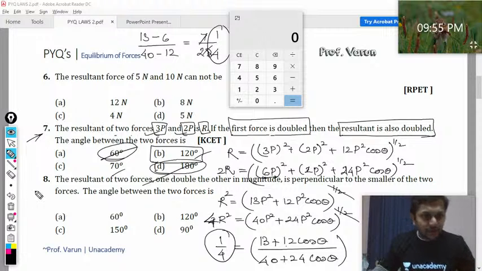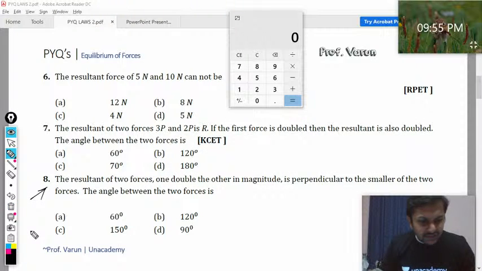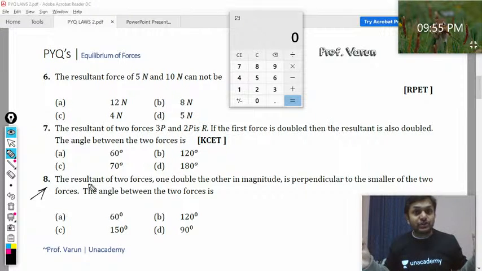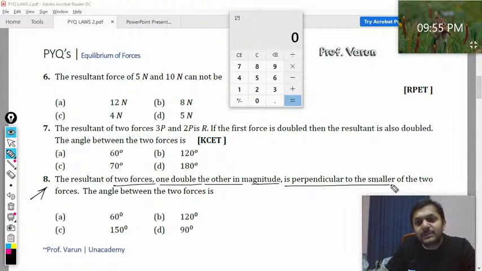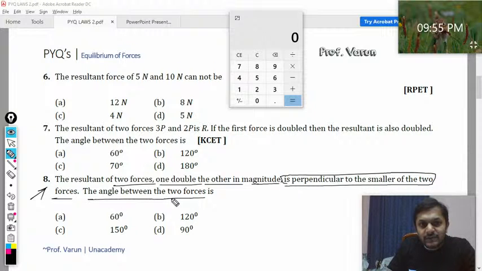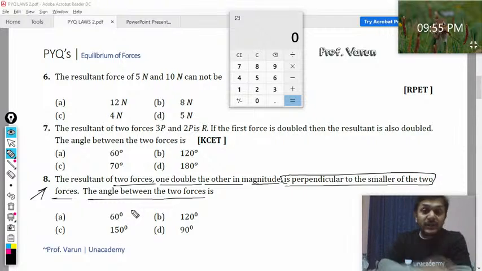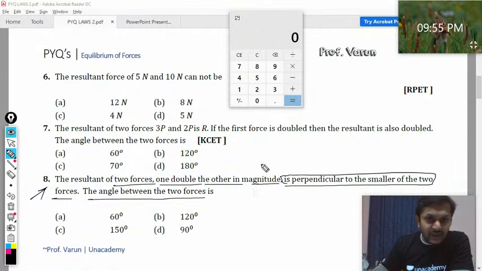Okay, so let us now move to our next question, question number 8. So please try this question number 8 along with me, and let us see whether you are able to complete it or not. The topic is equilibrium of forces. The chapter is laws of motion. The resultant of two forces, one double the other in magnitude, is perpendicular to the smaller of the two forces. The angle between the two forces is, well, this is again a repeat telecast question, comes again and again. This is really very important. So I expect you to complete this.